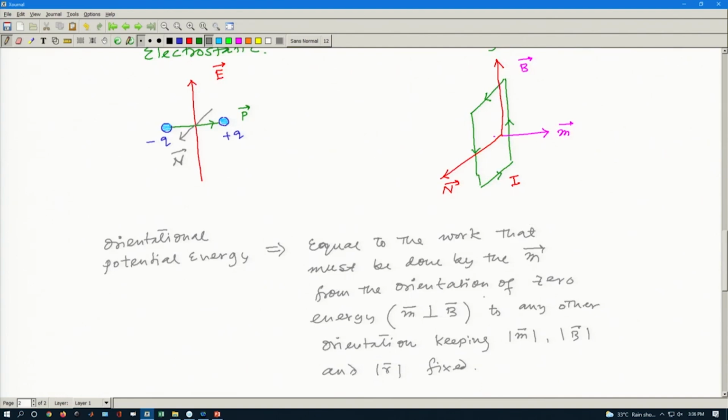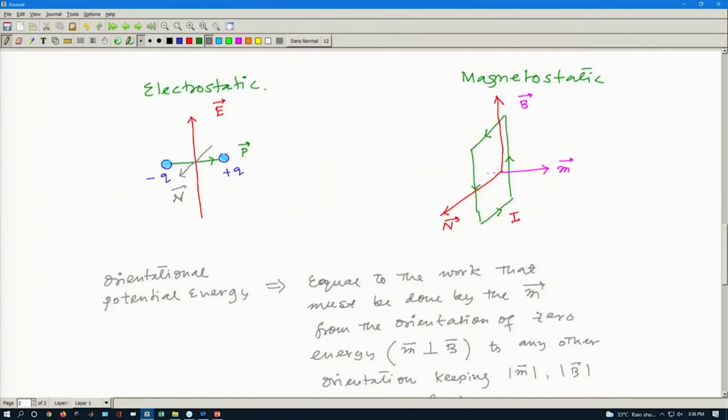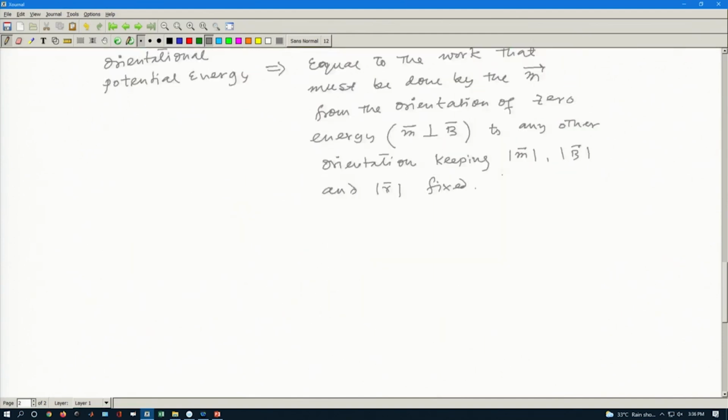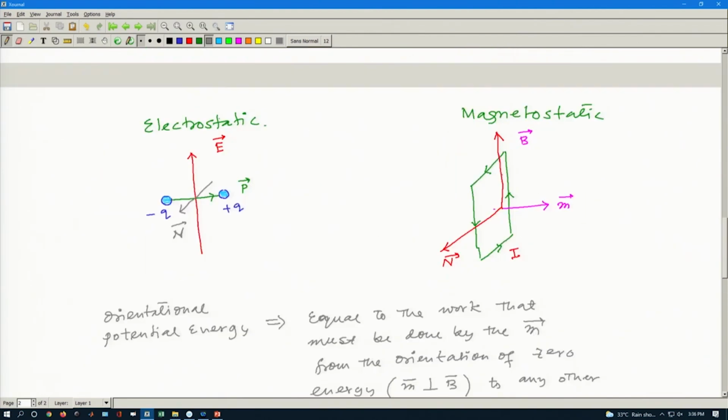If you change the torque so that there is a change in the orientation, the magnitude of m should not change. B is a constant, so it will be in this direction only, and m is perpendicular to B in this figure. But I can make a torque, and due to that there is a change in the orientation, and this change can be considered the orientational potential energy that you have in magnetostatics.